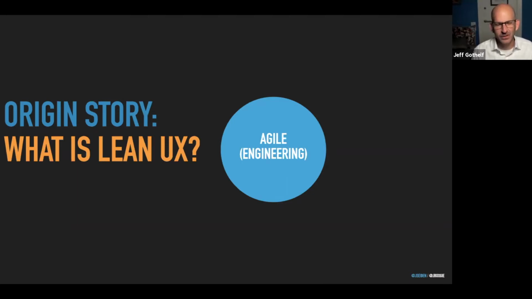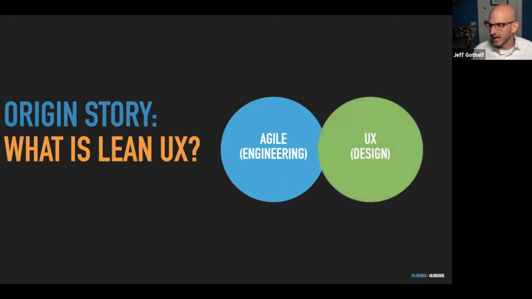So late 2000s, the stuff really starts to pick up. And so there's this agile engineering thing, and then there's this UX design thing that we've been doing for a while. And it feels like we're both trying to achieve the same goals. We're both trying to create great products that solve meaningful problems for real customers in an effective way.